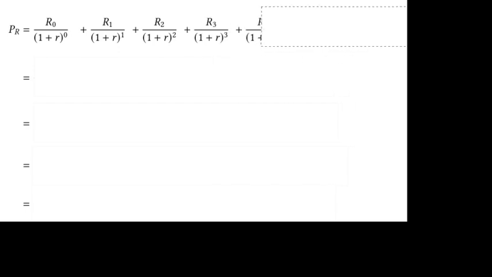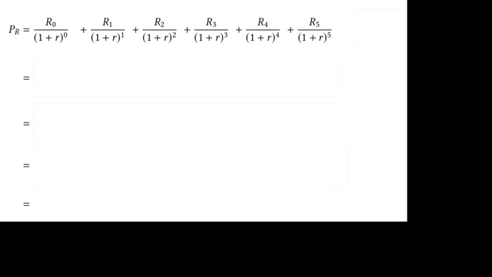The revenue that we receive at the end of the first year we call R1, which gets discounted by 1 plus R to the first. The revenue that we receive at the end of year 2 is R2, which we discount by 1 plus R squared. Same for year 3, year 4, and year 5.